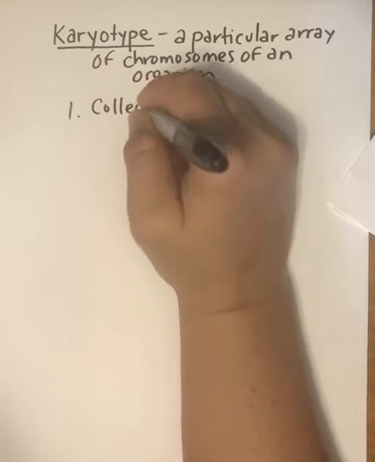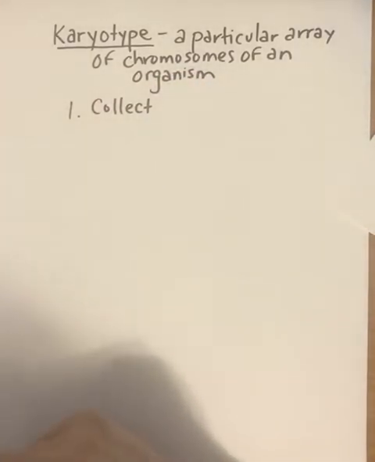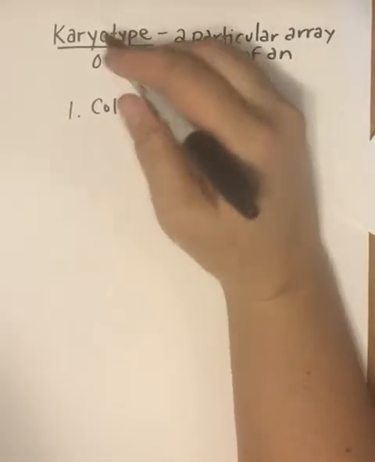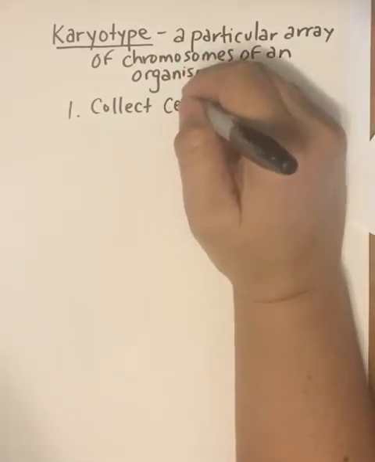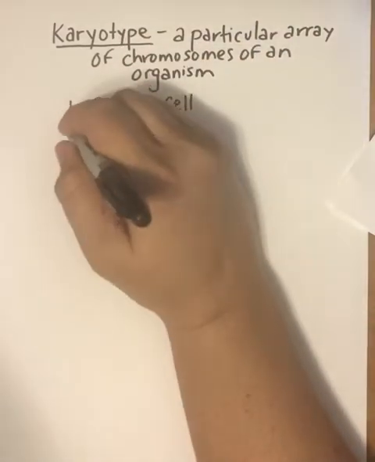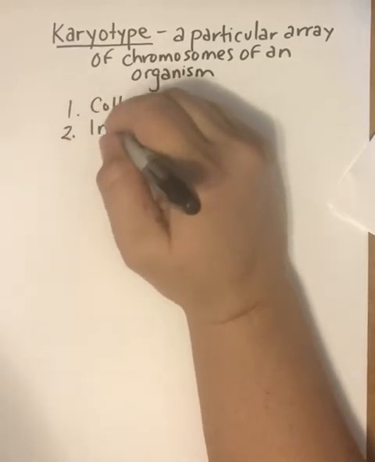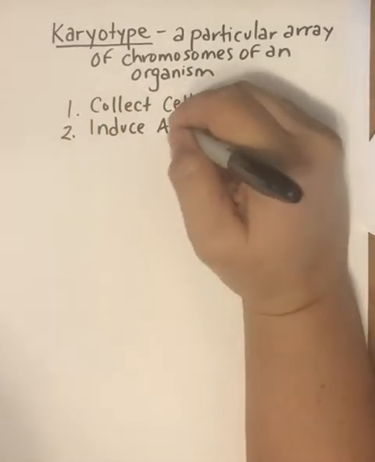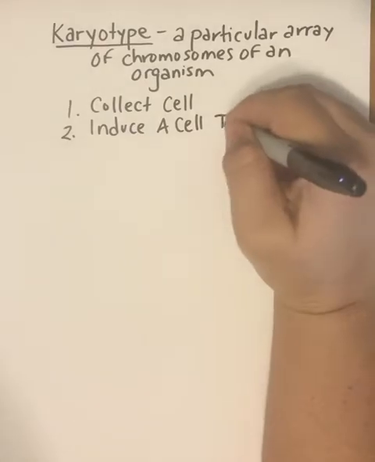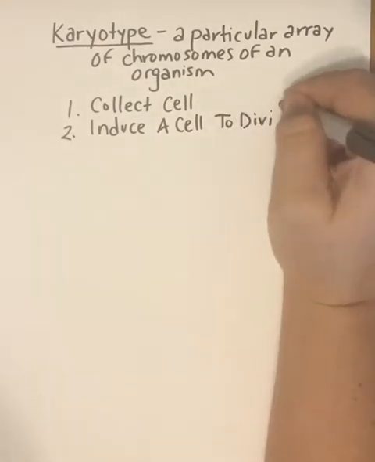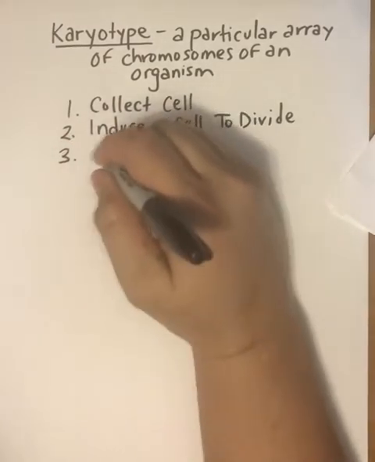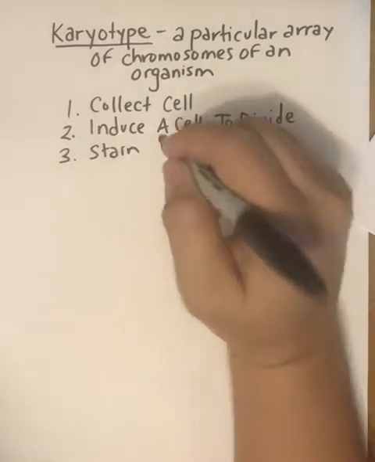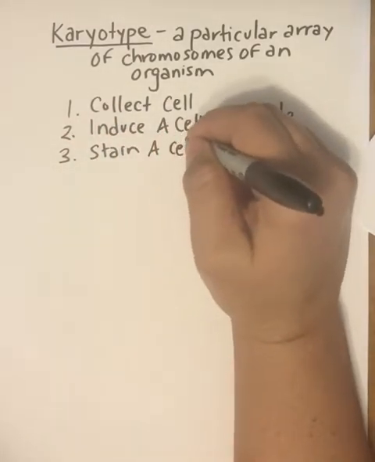So say we wanted to look at the number of chromosomes in a human. To understand a particular array of a chromosome, we would have to collect a cell. The second thing we would have to do is induce a cell to divide, because when our cells divide, that's when chromosomes are most visible. We would have to stain a cell to see the chromosomes.